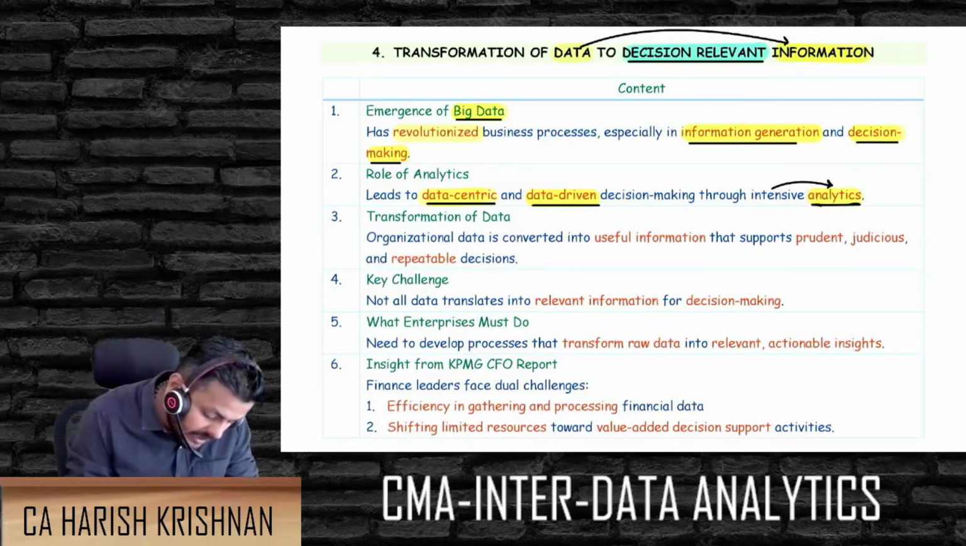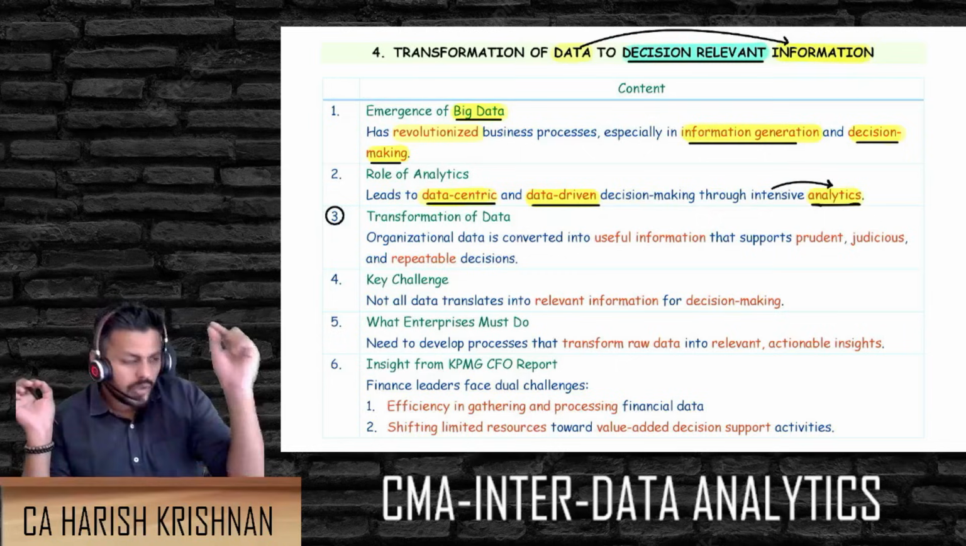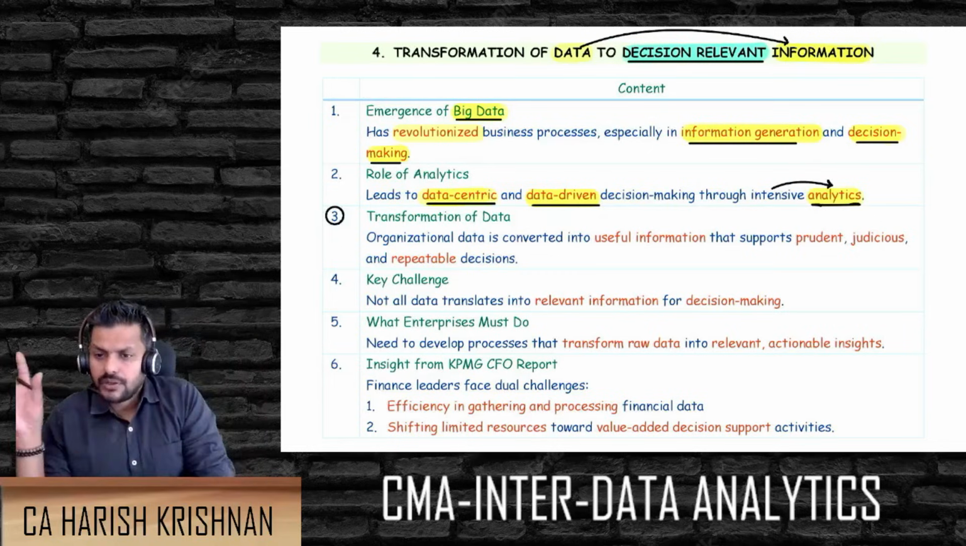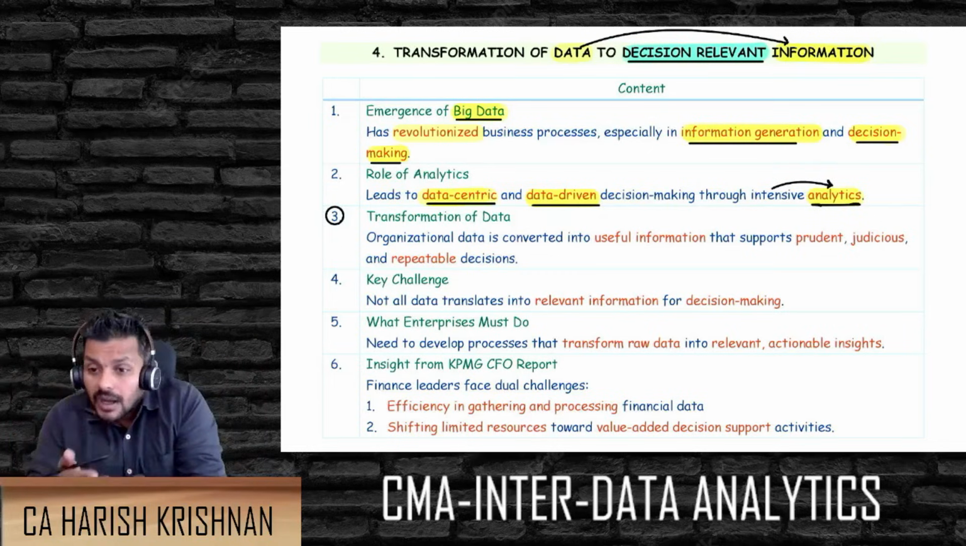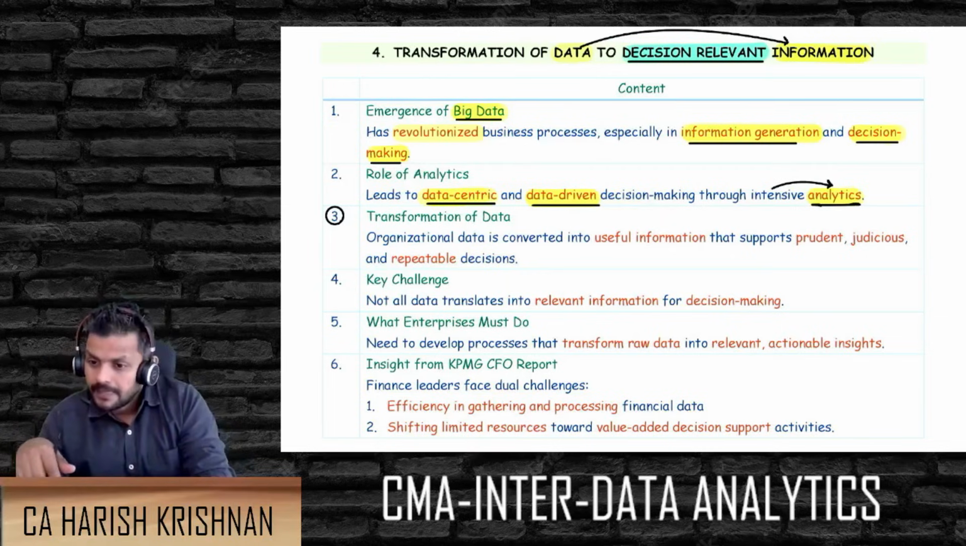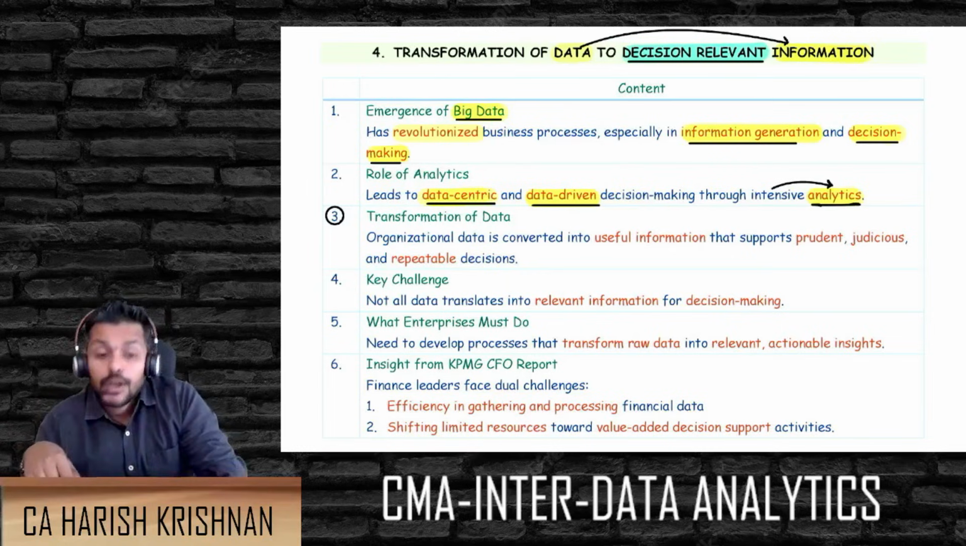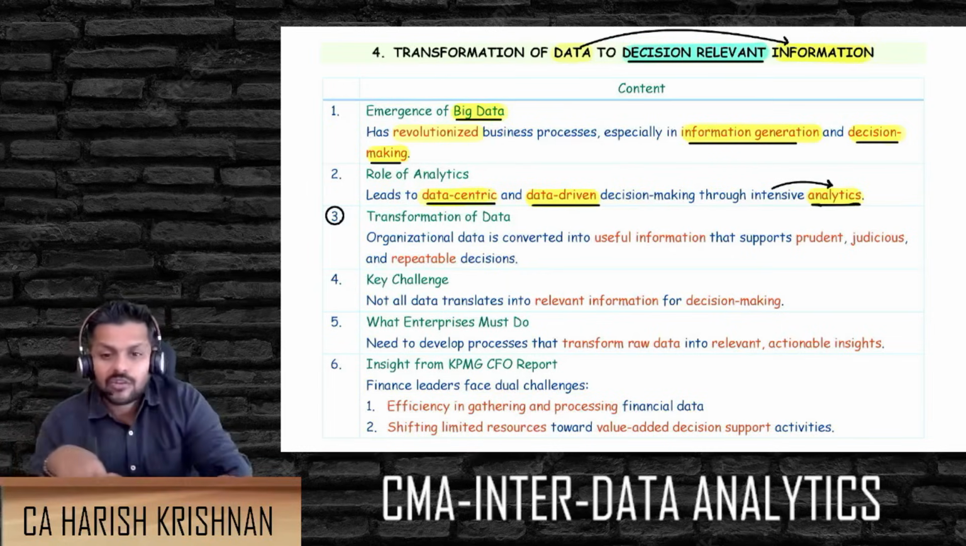Now comes the key important point. Listen carefully. Very simple point. You are transforming data into useful information. But the question is, are they useful for the one making the decision? You transform data into information, makes sense, but are they useful for the one who is making the actual decisions?